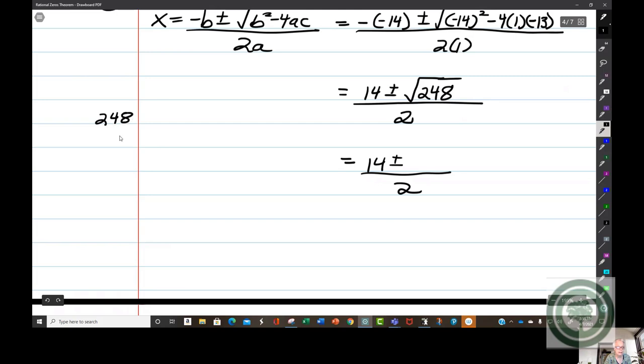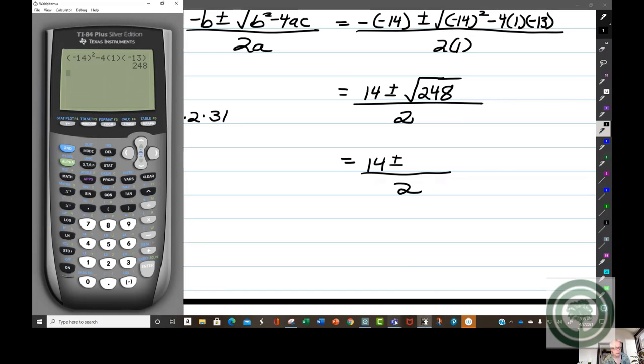248 is 2 times 124, and that's 2 times 62. Right, 2 times 1 is 2, 2 times 2 is 4, 2 times 4 is 8, 2 times 6 is 12, 2 times 2 is 4, and 62 is 2 times 31. So that's 2 times 2 times 2 times 31. I'm going to double check and make sure that's right. 2 times 2 times 2 times 31 is 248, yes.